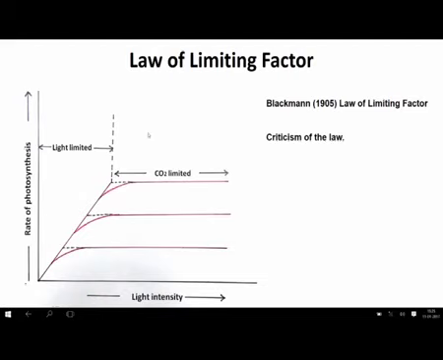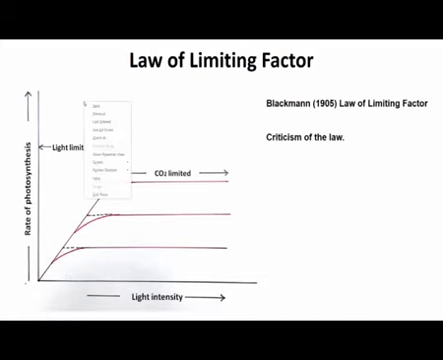So, for example, in this case, if we are observing the rate of photosynthesis, you will see that as you increase the light intensity, initially the rate of photosynthesis increases, but after some time it becomes constant. It is not increasing as you increase the light intensity, and that is happening because there is a limited amount of carbon dioxide present in the environment.